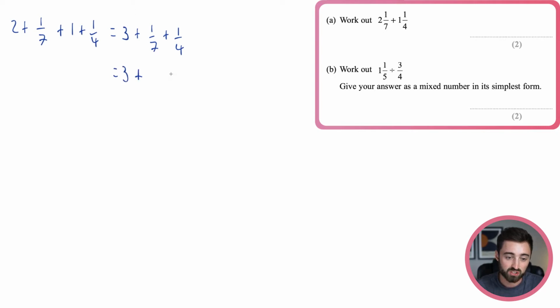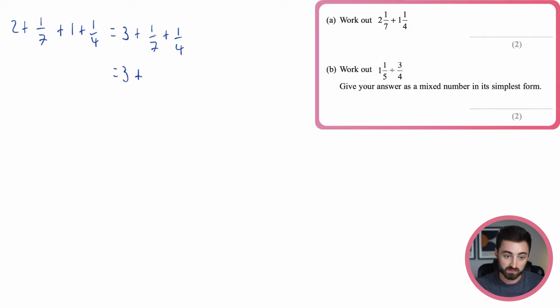So in order to not change the value of these fractions, I need to times both the top and the bottom by the same number. Because if not, if I just times this by 4 and then left that there, I would change the value of the thing. And I'm not allowed to do that, am I? So I need to times this by 4, right?